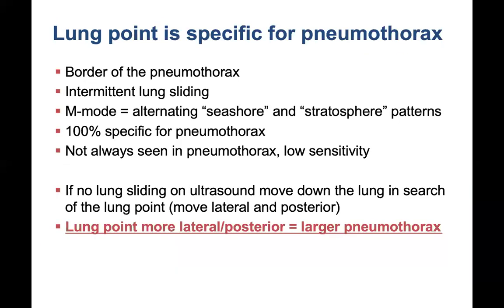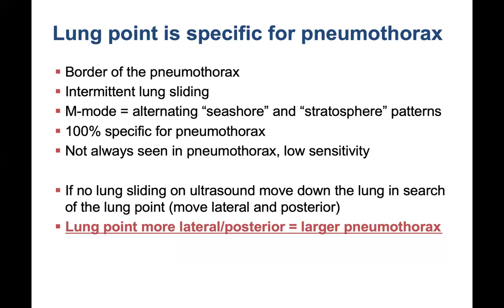So a lung point, different from a lung pulse, a lung point is specific for a pneumothorax. So this is how we can say you definitely have a pneumothorax. So this is actually the border of the pneumothorax. This is where you see intermittent lung sliding, meaning you see lung sliding on one side and not on the other. So if you can get the right M mode, you might see alternating seashore and stratosphere patterns. And this is 100% specific for pneumothorax. This is not always seen in a pneumothorax because it can be difficult to find.